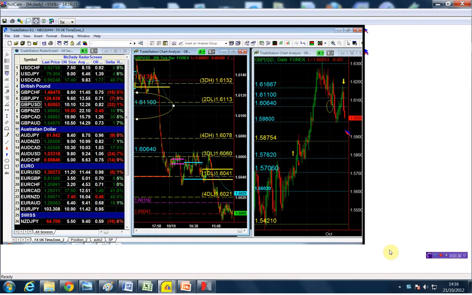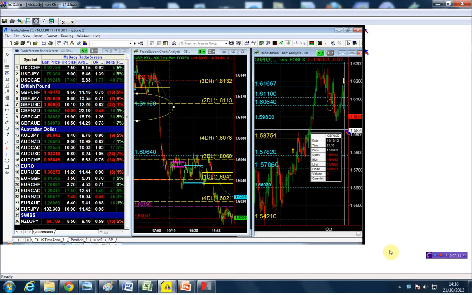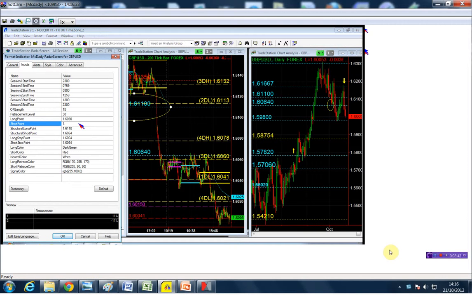Here is 159.96. I suggest, to play it safe, we go short below the 159.80. So we're going to go short below 159.80. That is going to be our structural short point. So it's going to be our short point and our structural short point, and of course our stop.